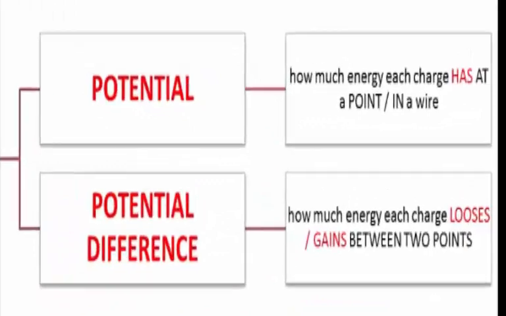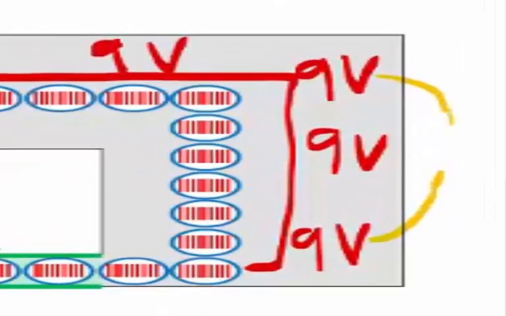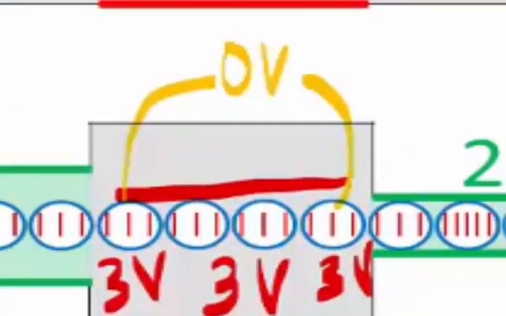Remember, that's not the same thing as potential difference. If we took the potential difference across there, there's no change in potential. 9 minus 9 is 0 volt. 0 volt potential difference between there and there, 0 volt potential difference. 3 volt minus 3 volt is still 0 volt difference. And there it's easier to see.